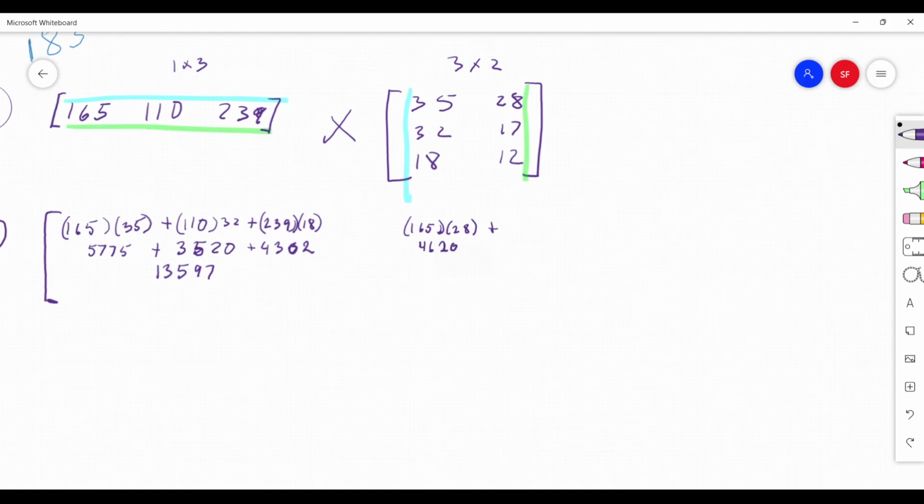So the next one would be 110 times 17, right? Yep. That is 1,870 plus 239 times 12, right? Yep. Which would be 1,868. So then when we add all those three together, what number do we get?